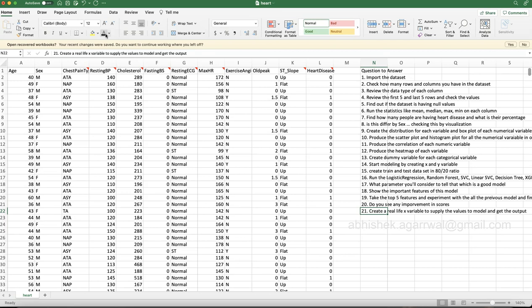Question number 21, create a real life X variable. Maybe what you do is create this age, sex, chest pain type, and all of these variables up until here, by looking at my last 2 case studies. If you are really not sure, let's say you take 45, you take male, you take ASY, because ASY is one of the values, and all of these values one by one, and run the same code which I have shown you, and then try to predict what comes up.